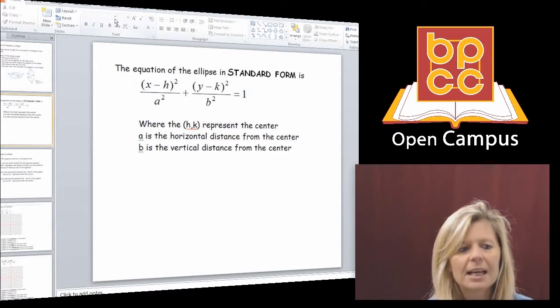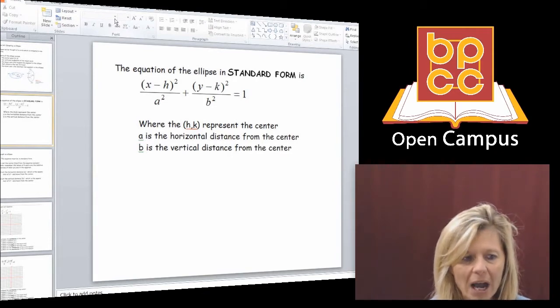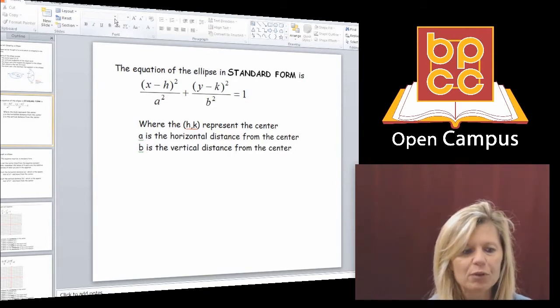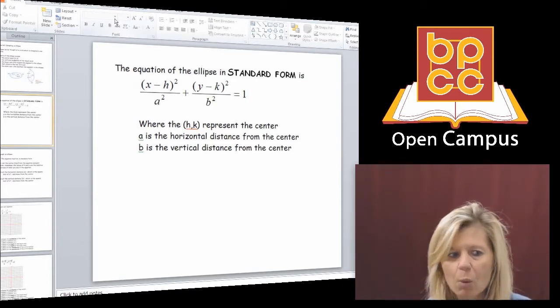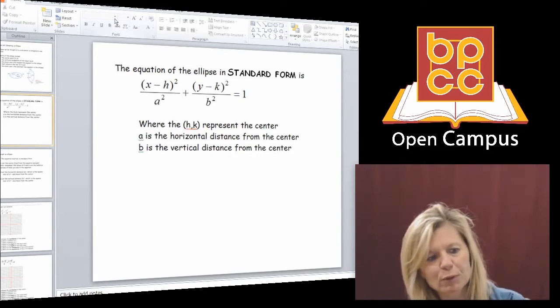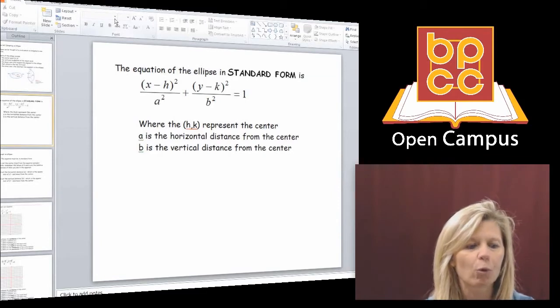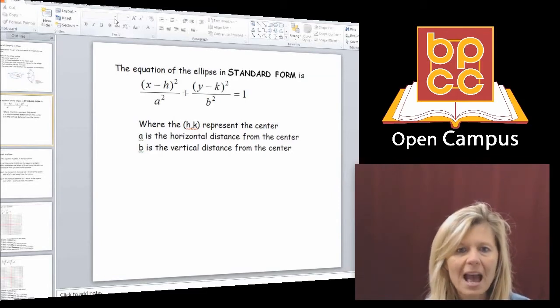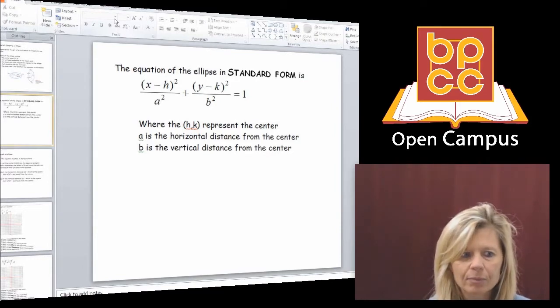Distance B is always going to be under the variable y. If you think about the y-axis moving up or down, distance B is going to move up or down. So listen, all the letters go in alphabetical order. X goes before Y. H goes before K. A goes before B. So if you remember that, X, H, and A should always be together. Y, K, and B should always be together.